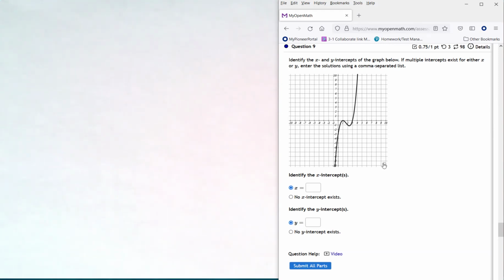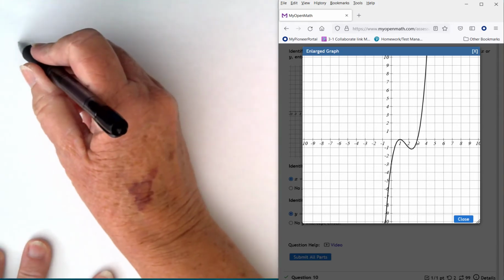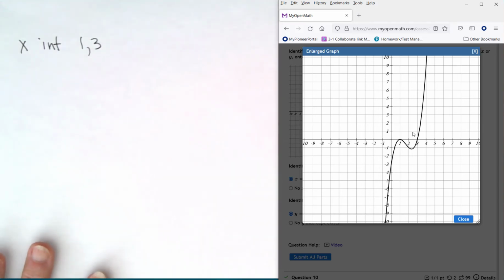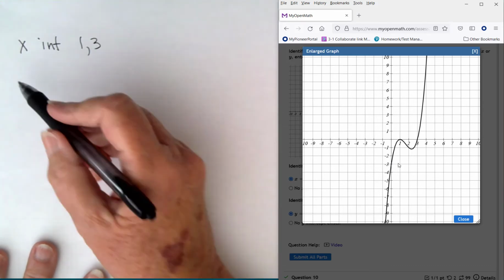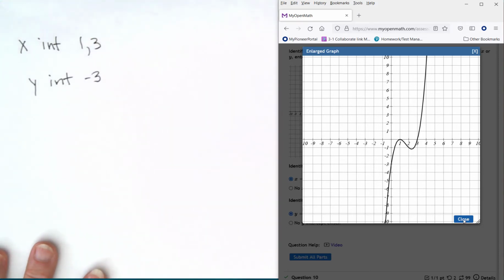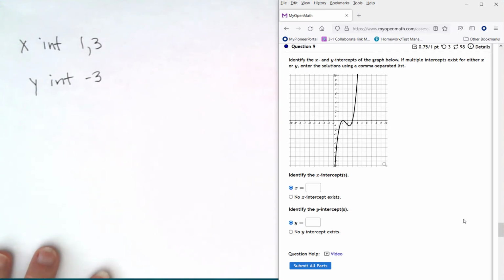And if you need to blow your graph up, click on the corner to have a better graph there. Right? And x-intercepts. We will count this one where it just touches and turns around. So we have one at 1 and 3. Right, and I'm going to write that down. So my x-intercepts are 1 and 3. And then the y-intercept, it looks like, is -3. And that way I'll remember to put those in where I can see them good.